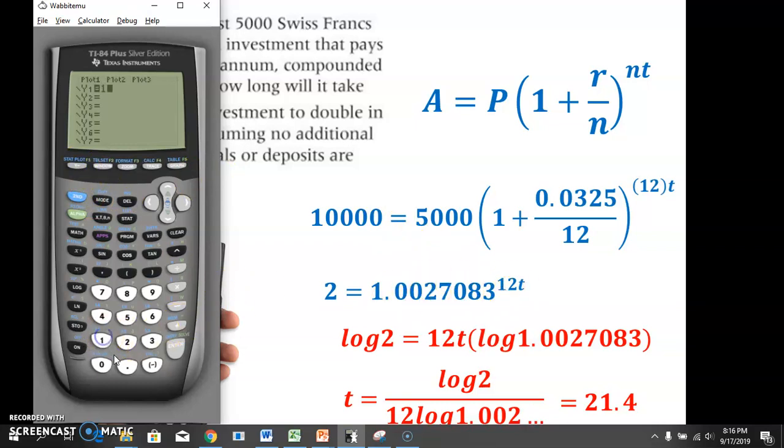Y equals 1.02, nope, sorry, I forgot a 0 there, 0.27083 to the exponent 12, and since I'm using y and x here, I'm going to put x here. Okay, now usually we can graph things like that, right? We can graph that, we can see our graph here.